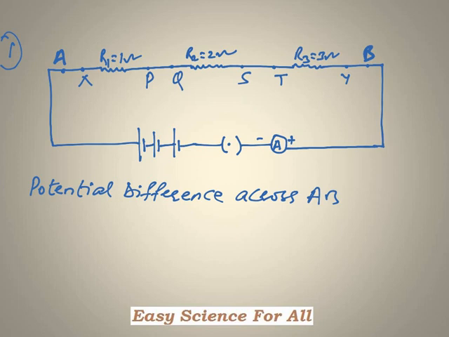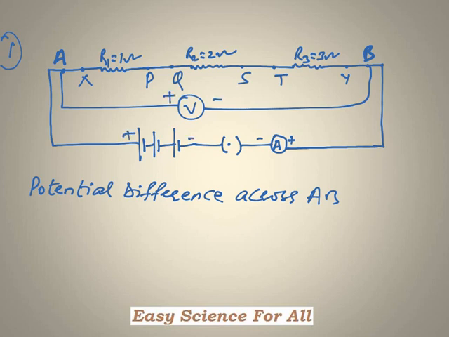In the first step, we will measure potential difference across points A and B. For this, we will insert a voltmeter device between these 2 points in the following manner. As soon as you join the voltmeter with points A and B, you will see that it will give a reading of 6 volt. So it means that the potential difference across points A and B is 6 volt.